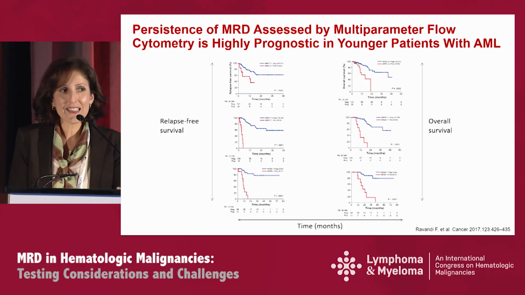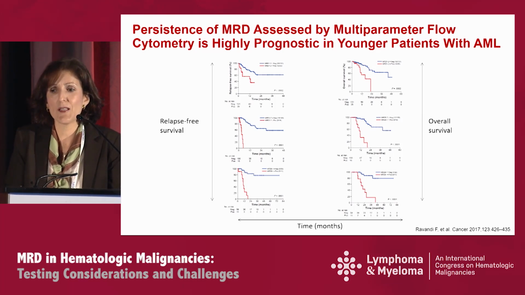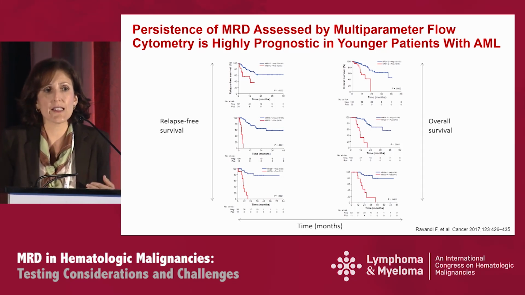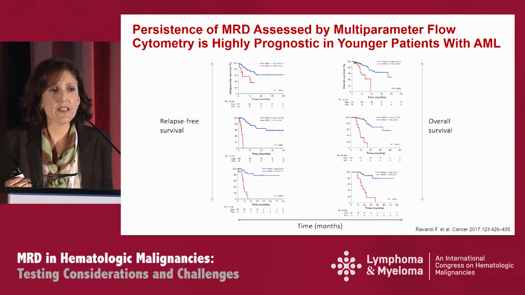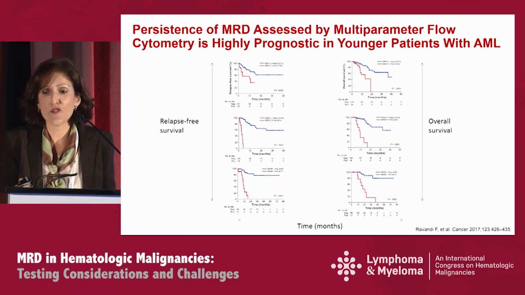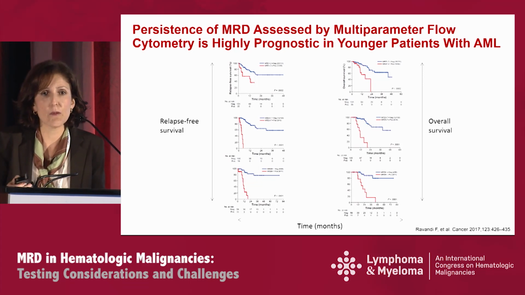So it's kind of, you know it when you see it. So we know that if you have MRD as assessed by multiparameter flow cytometry, if there's leftover disease by flow, it is highly prognostic. These curves, all you need to do, everything that's on the top is for MRD negative patients. Your relapse-free survival is better, your overall survival is better if you attain MRD negativity by flow.